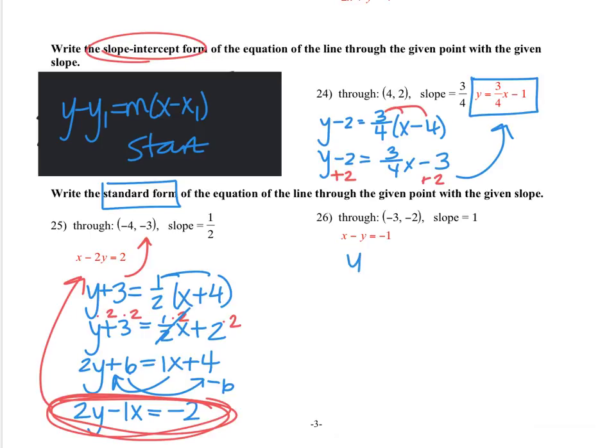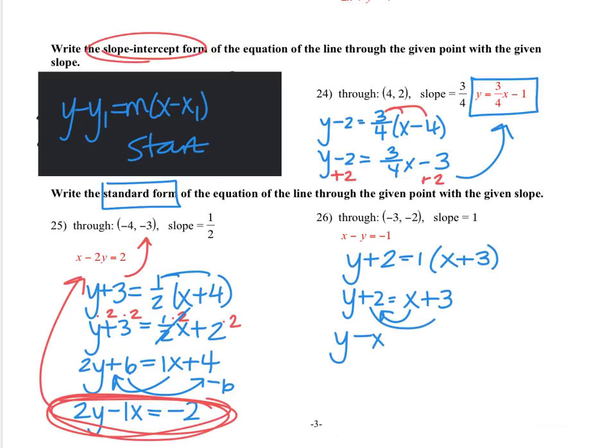26, very similar. Always start in the same place. Y plus 2 equals 1 times x plus 3. Remember, y with y, x with x, opposite signs. And then distribute. Y plus 2 equals x plus 3. X and y on the same side, so y minus x. If I subtract that over, and then subtract 2 equals 1. Notice that they have the exact same thing, except every single sign is opposite, and that's okay. Don't worry about changing signs for your test.